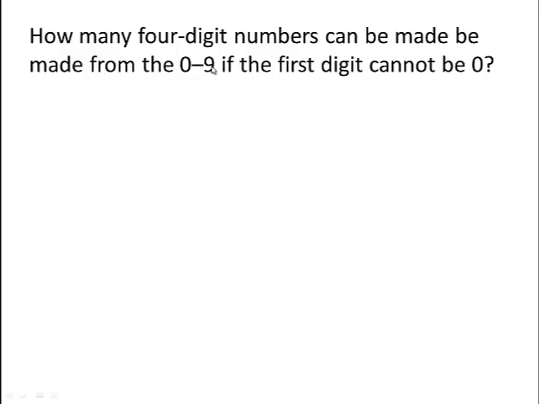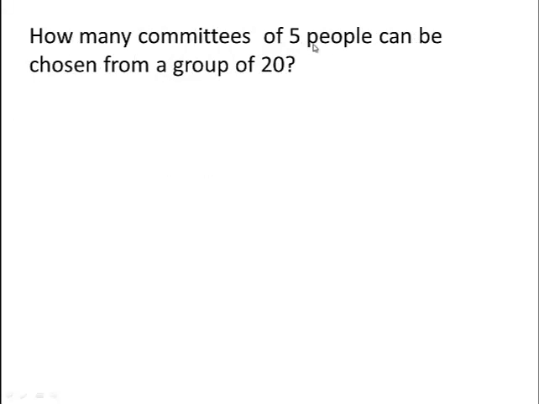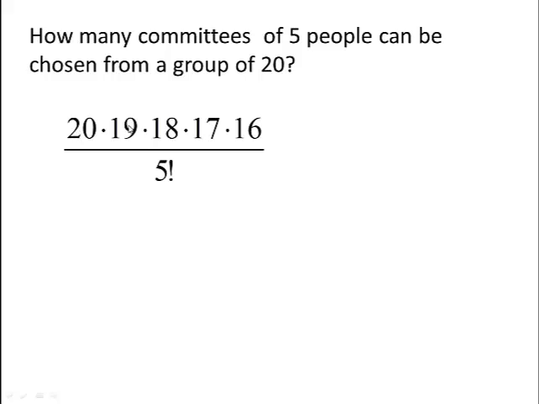How many 4-digit numbers can be formed from the digits 0 to 9? And the first one can't be 0. That'll be 9 times 10 times 10 times 10, which is 9,000. How many committees of 5 people can be chosen from a group of 20? Well, that'll be 20 times 19. You're going to take 5 people, but you can't tell the difference, so you have to divide that by 5 factorial. Or you can use 20C5. The answer is 15,504.